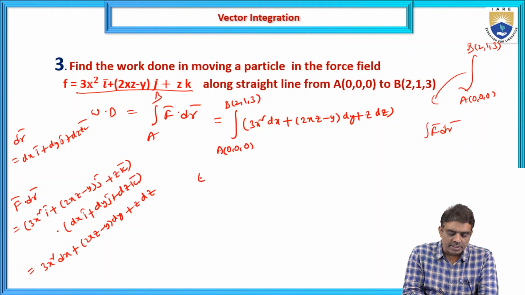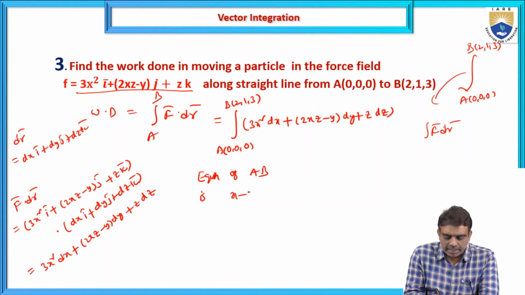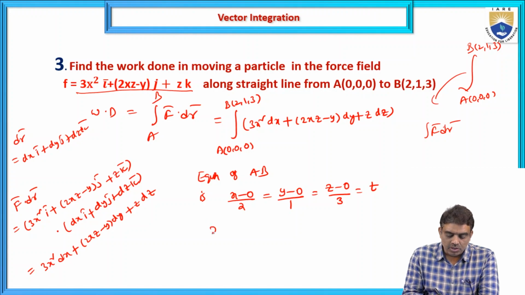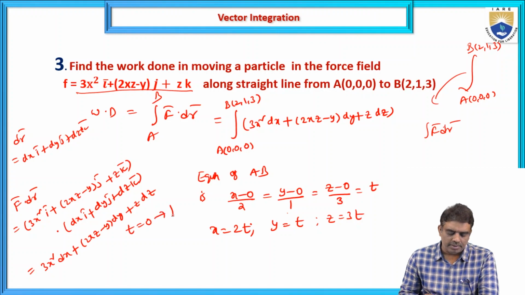Now we have to find the equation of AB. The equation of AB is (x minus 0) by 2 is equal to (y minus 0) by 1 is equal to (z minus 0) by 3 is equal to t. I want to write all the terms in terms of a single variable. So x by 2 is equal to t, that is x is equal to 2t. So y by 1 is equal to t, that is y is equal to t. And z by 3 is t, that is z is equal to 3t. So here t varies from 0 to 1.